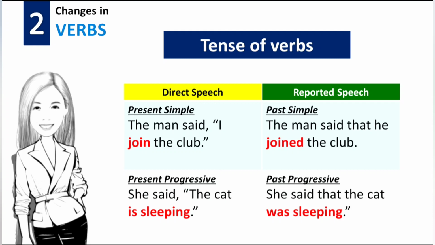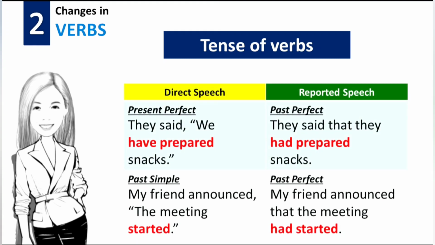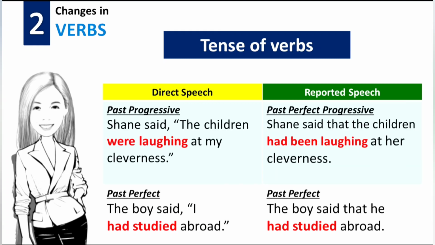We change present simple join to past simple joined. From present progressive is sleeping to past progressive was sleeping. Next, from present perfect have prepared to past perfect had prepared. From past simple started to past perfect had started. Next, from past progressive were laughing to past perfect progressive had been laughing. And for past perfect, we don't change it if we are going to write it in reported speech. So reported, had studied stays the same.